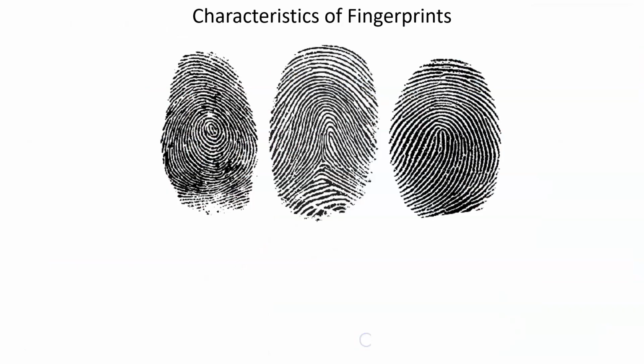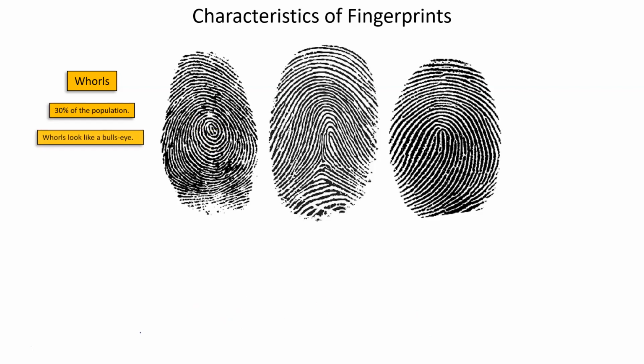Okay, so what are some characteristics of fingerprints? You'll notice there are 3 prints here. Obviously, those prints are different. All 3 have different ridge patterns. And so there are 3 distinct classes of fingerprints, one being the whorl. Whorls look like a bullseye, and they are in a rough proportion of the population, around 30%. Okay? Whorls constitute roughly 30% of the population and look like a bullseye.